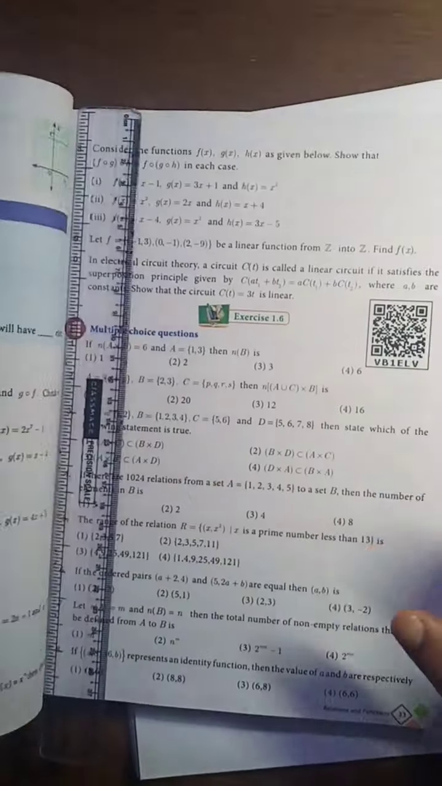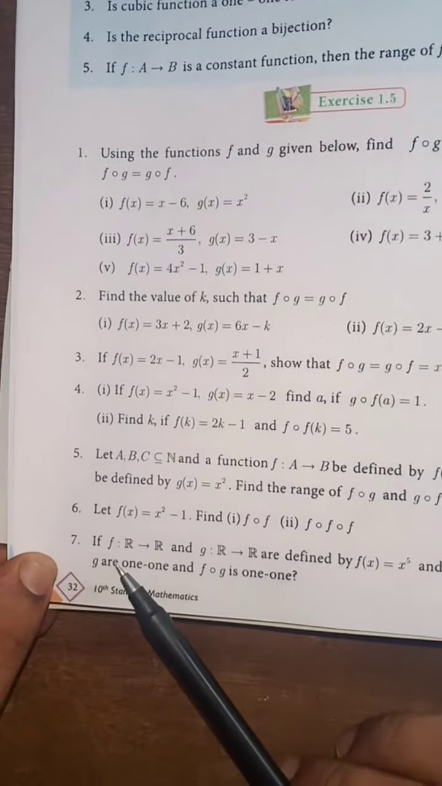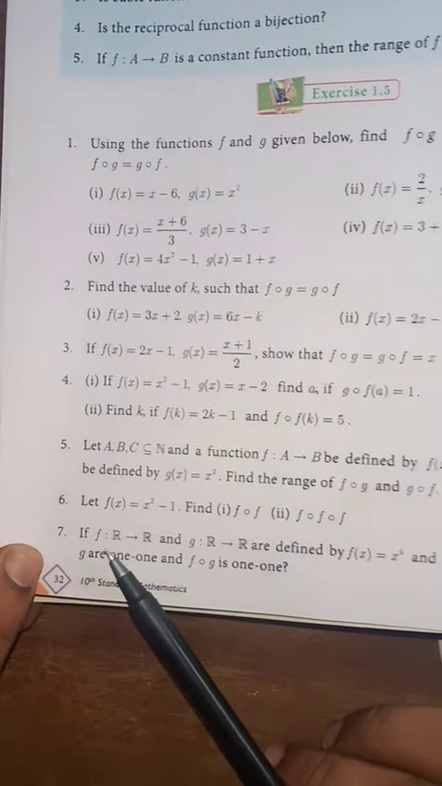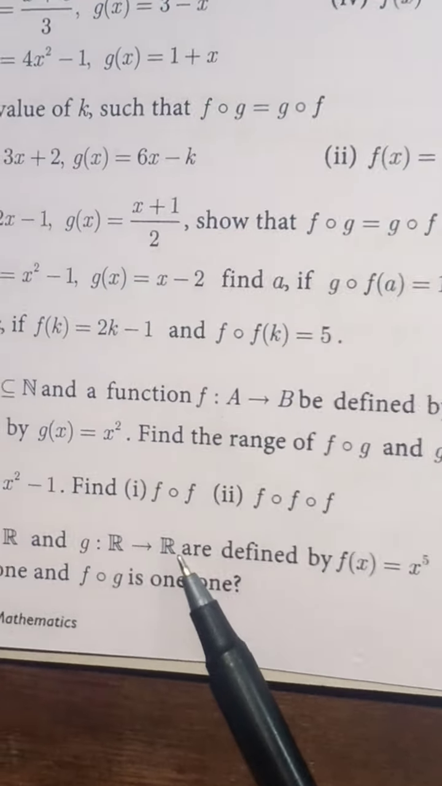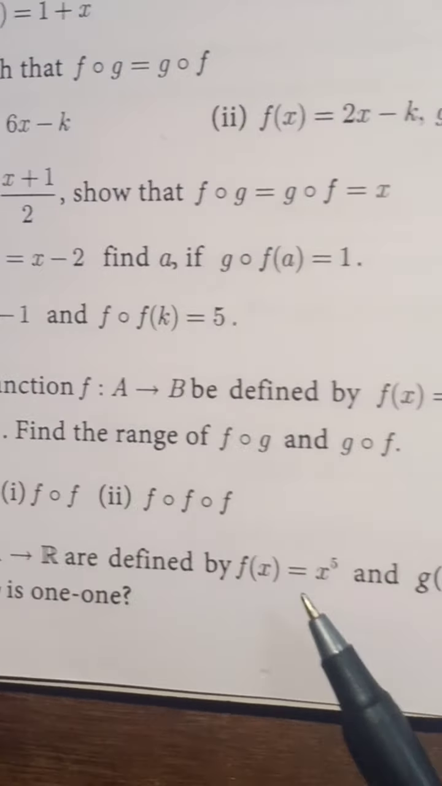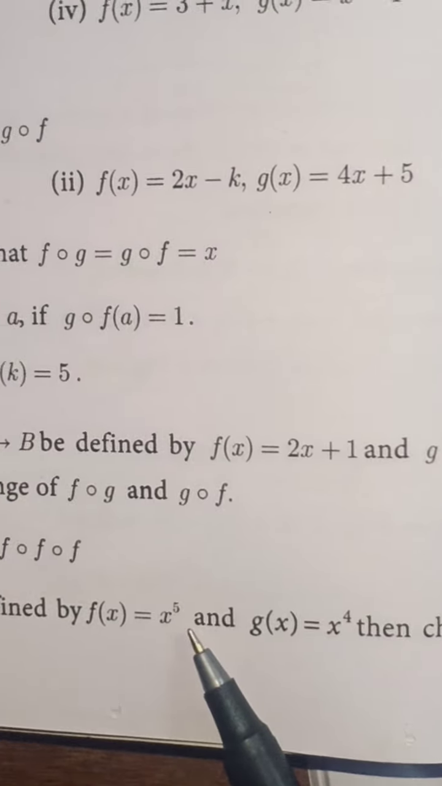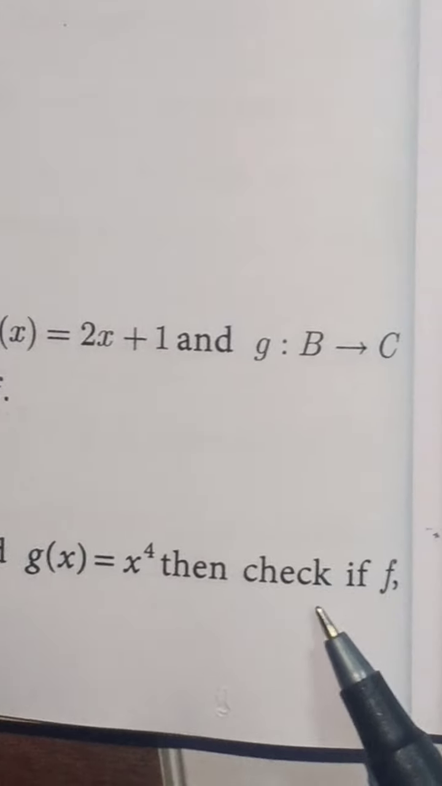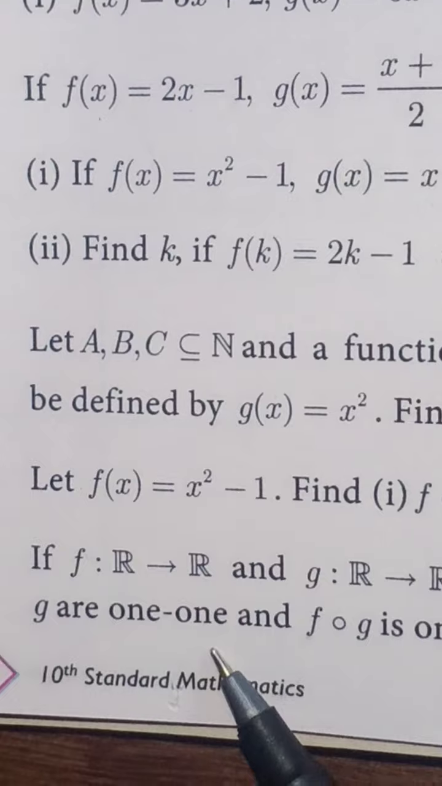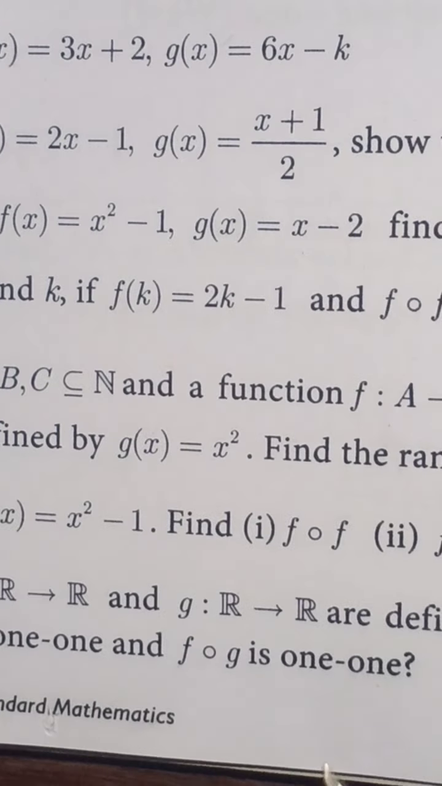Continuation of exercise 1.5, now problem number 7. A function f from the set of all real numbers to real numbers, and the function g from the same R to R, are defined by f of x equals x power 5 and g of x equals x power 4. We have to verify f and g are one-to-one and also f dot g is one-to-one.